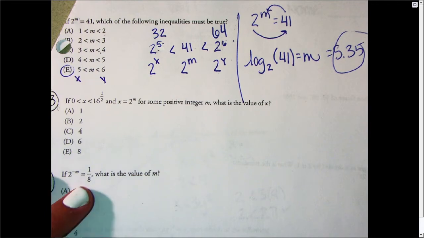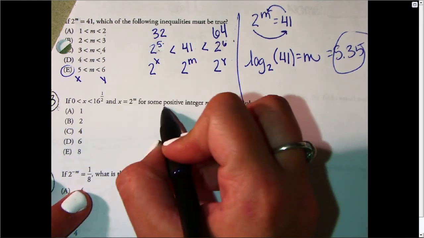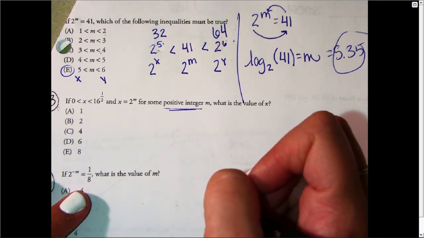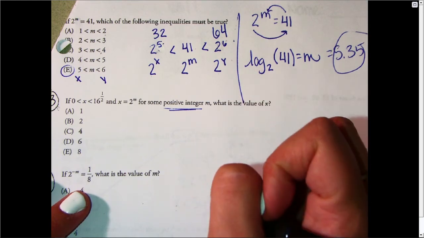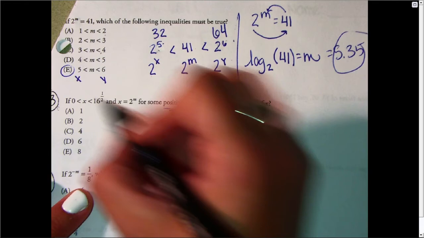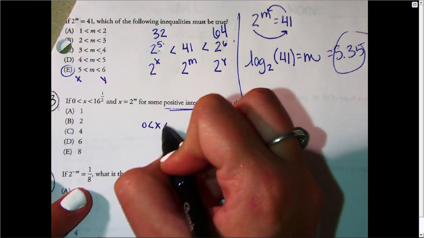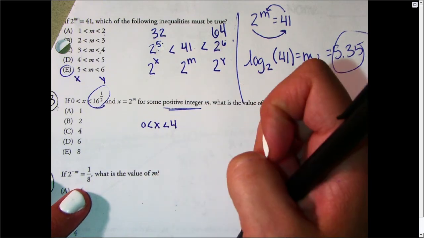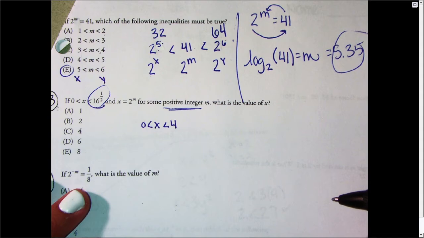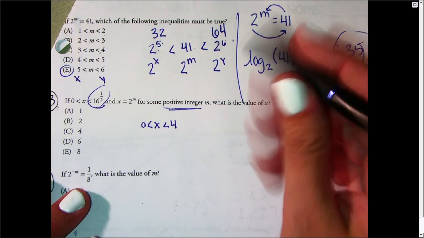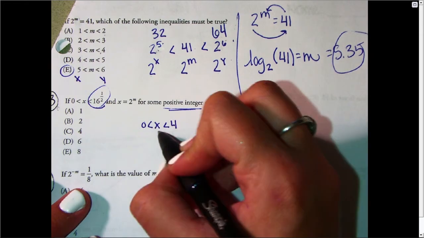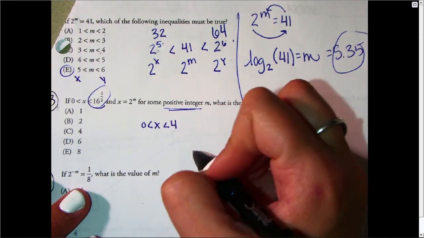Okay, all you have to do here is we're looking for positive integers. That's important. Okay, positive integers, which means it can't equal 0. So all we're going to do here, let's simplify. 0 is less than x is less than 16 raised to the half, which is just 4. Okay, we're looking for the value of x. So for all of these choices, x equals 2 to the m for some positive integer, the x value has to fit right here.